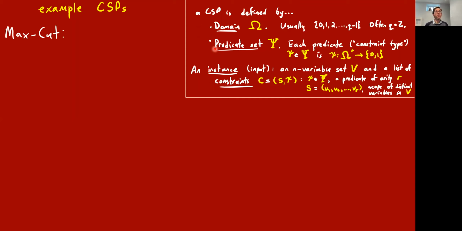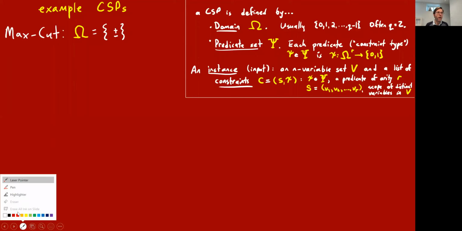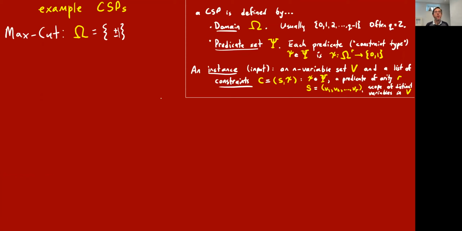So I said one of the simplest possible examples is max cut, and that's true. Max cut, on one hand, sometimes we describe it as: you're given a graph and you want to partition the vertices into 2 parts to cut as many edges as possible. But you can really think of that as a CSP as well, where the vertices of the graph correspond to variables, and the edges of the graph correspond to constraints. So it's a funny way to write a CSP. There, the domain is plus or minus 1.